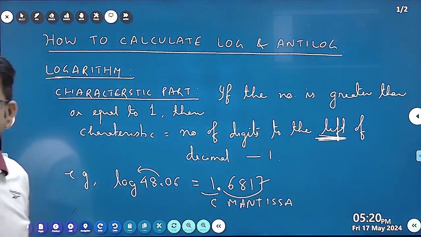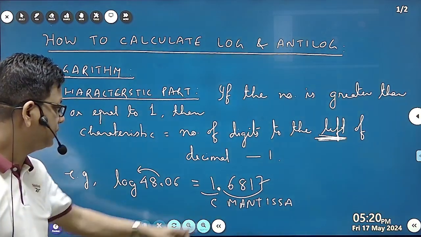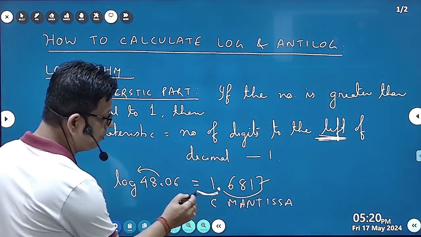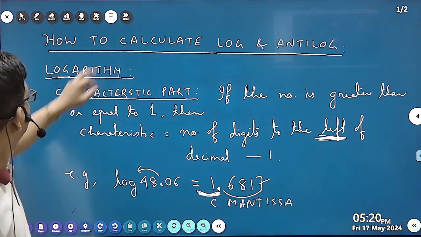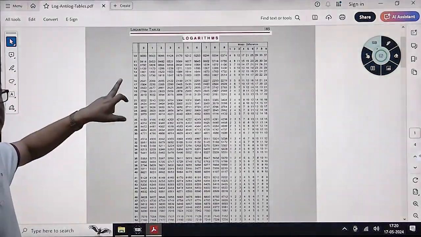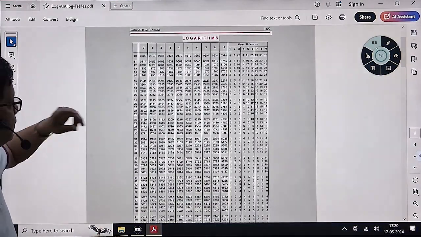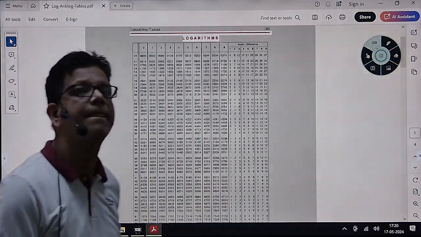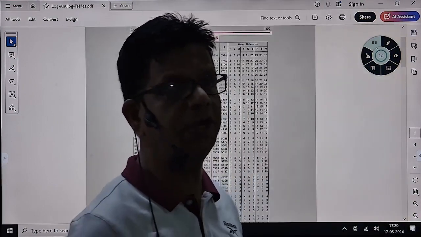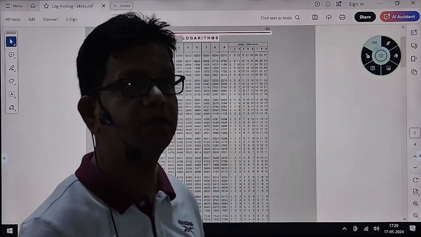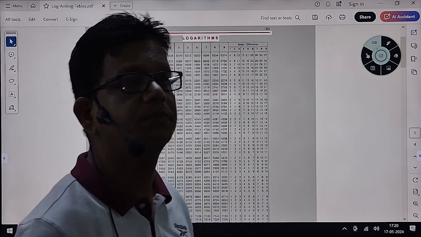Sir, can you explain again? Yes. So could you understand the characteristic part? Yes, sir. Okay. Can you also see the log table over here? It's very small actually, it cannot be shown bigger than this. Sir, can you do one sum again? Are you there in the WhatsApp groups where I have shared the table just now? Yes, sir, I saw. Okay.